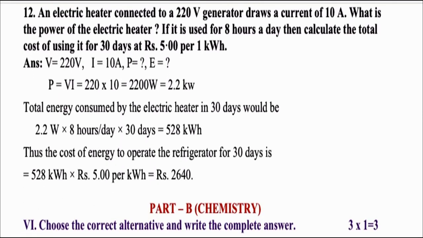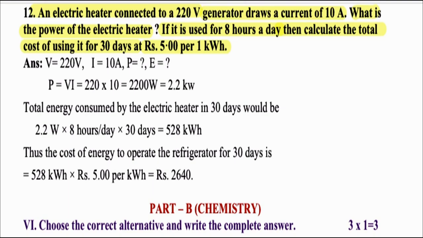Next, 12th question. An electric heater connected to a 220 volt generator draws a current of 10 ampere. What is the power of the electric heater? If it is used for 8 hours a day, then calculate the total cost of using it for 30 days at rupees 5 per 1 kilowatt hour.